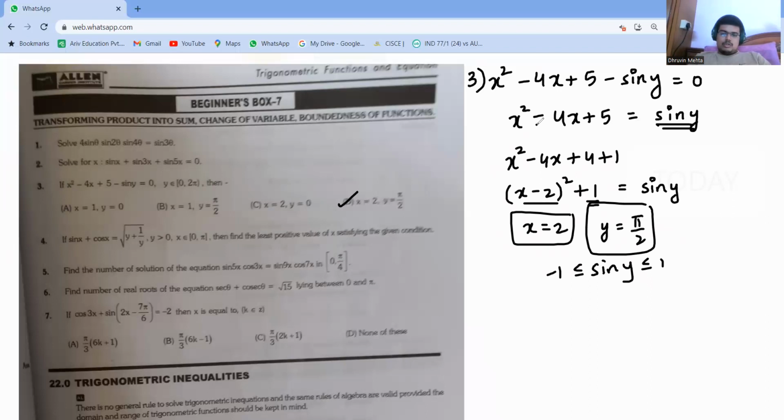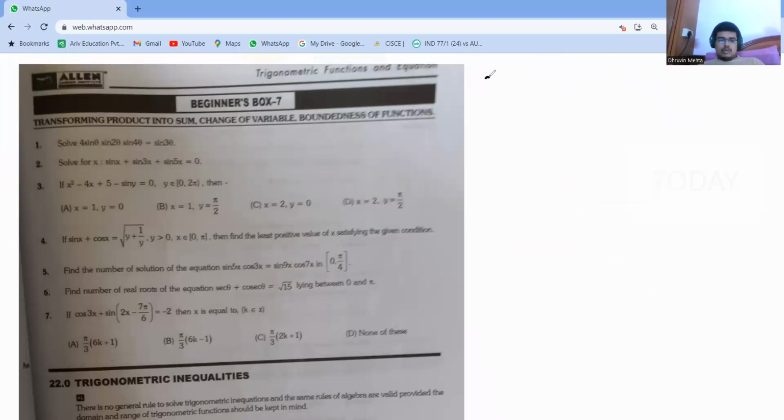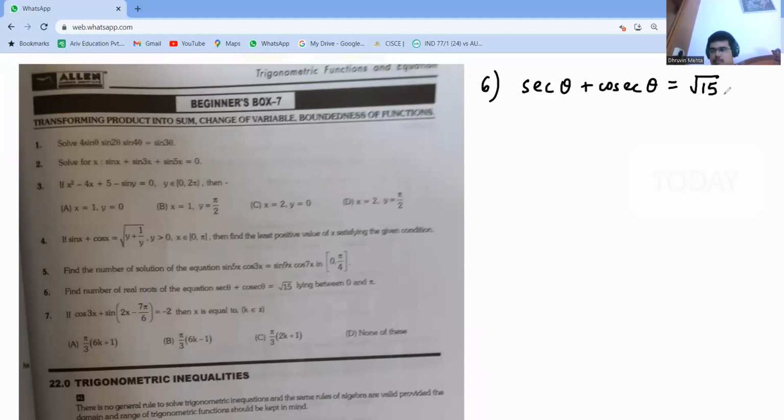Chalo, think about this, guys. Which question? The sixth one. We are taking the sixth one. The equation is given: sec theta plus cosec theta is equal to root 15. We have to find the number of real roots of this, and between 0 and pi, they have mentioned between 0 and pi. What do you think we should do? Tell me, guys, where should we start?